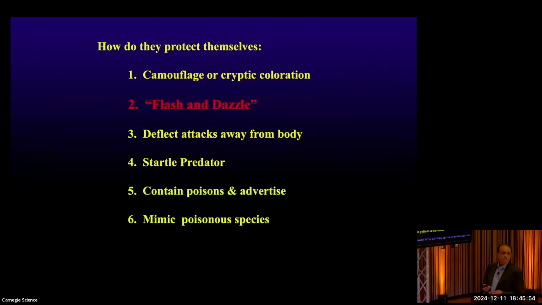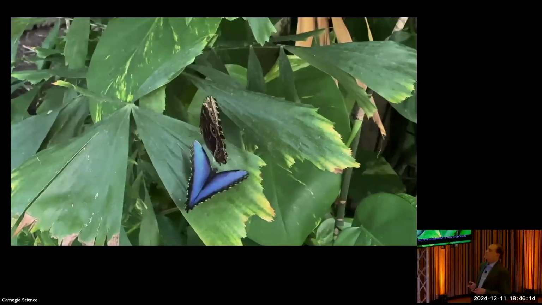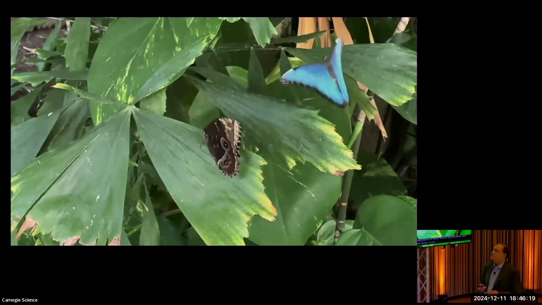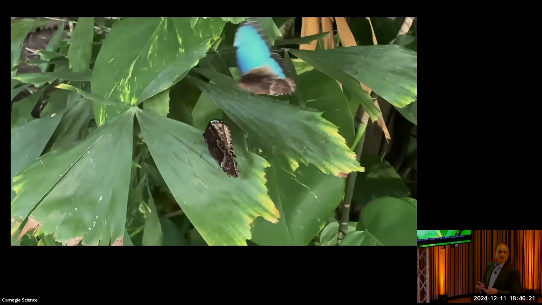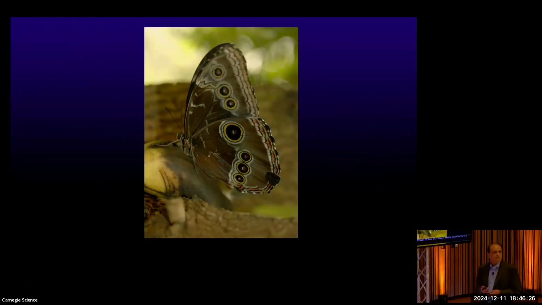Another way that's maybe not so obvious is something called flash and dazzle. Some really brilliantly colored butterflies, like these blue morphos, which you may have seen if you've been to Central or South America or gone to any of these big butterfly greenhouses where they're flying around. The upper side of them is this brilliant metallic blue, but the underside is a very cryptically colored brown. So these butterflies are constantly flashing this bright blue color. And when a predator comes after them, they flash that blue, but then they suddenly sit down and they're just this brown color.